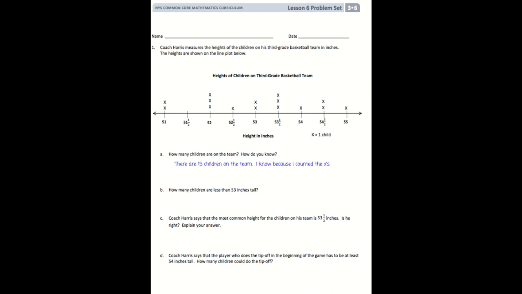And again, this problem set you should have already done, so we're just checking our work. So I'm going to go through these kind of quickly, but you can always pause the video.